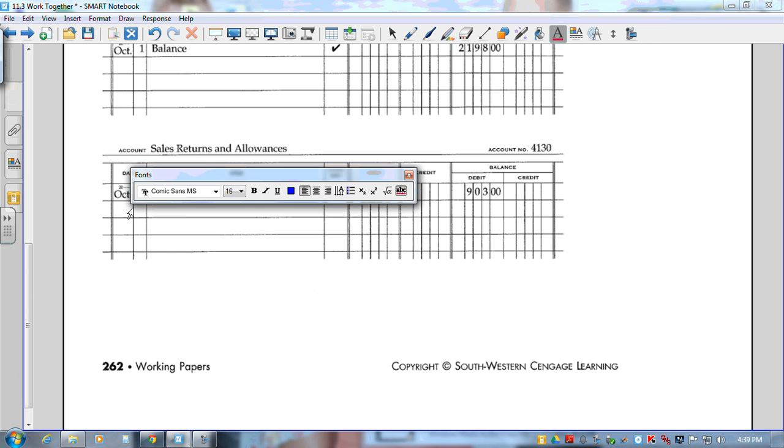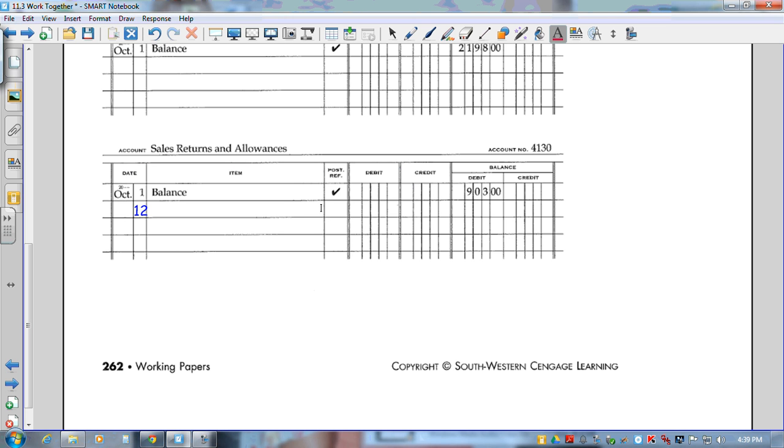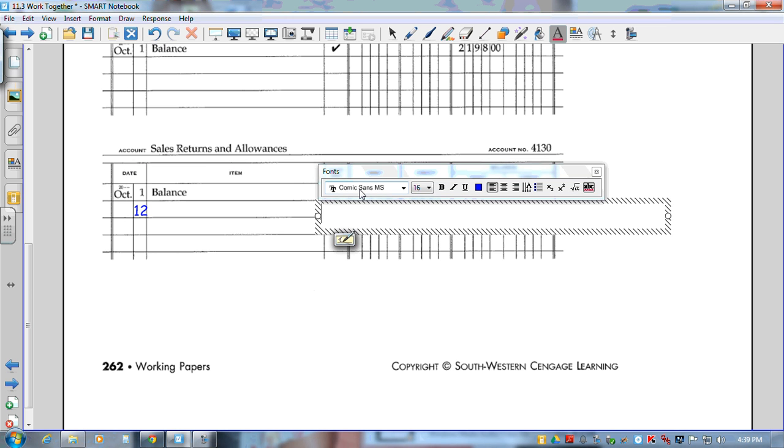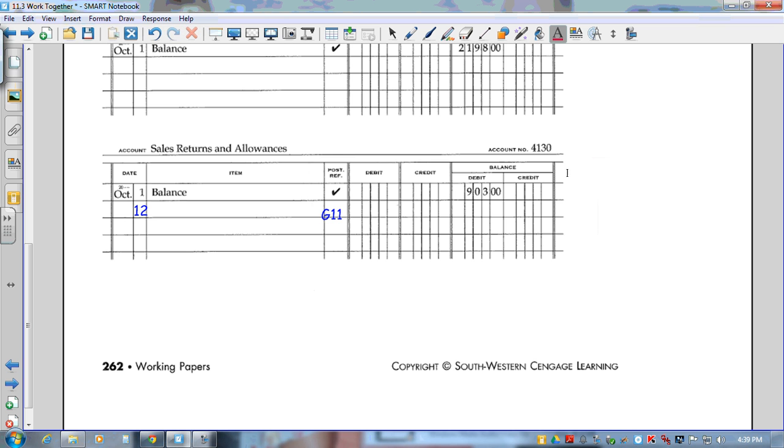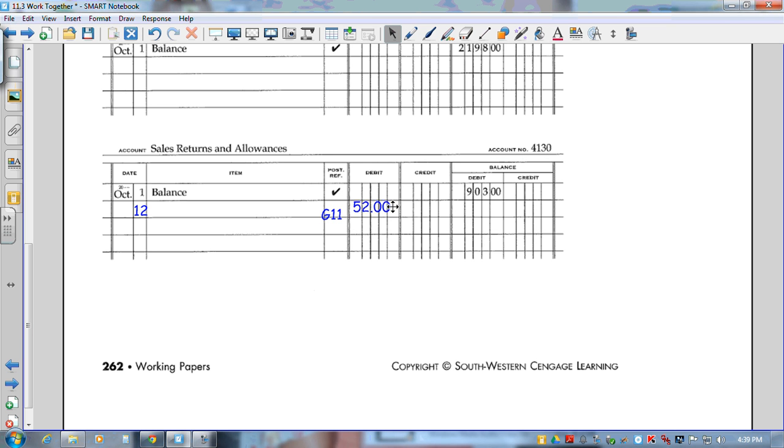The date is the 12th. And the post reference is where did it come from? It came from the general journal, page 11, so G11. What was it? It was a debit for $52. So I'm going to come here in this debit, $52. Line those up. Okay, so now I need to find my new balance.